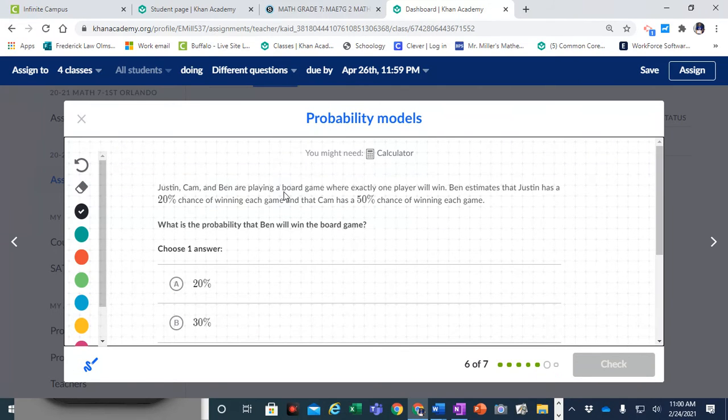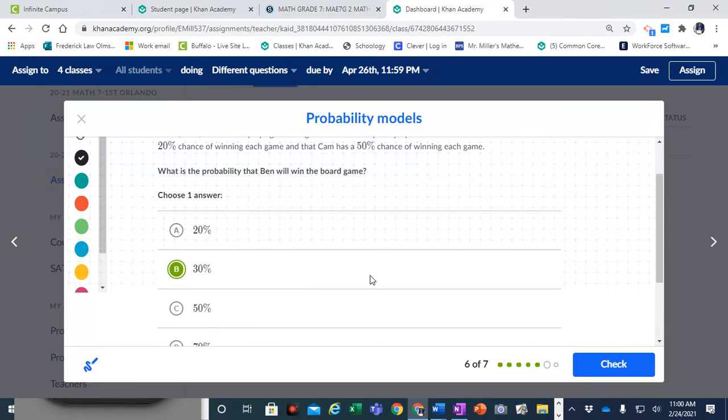Justin, Cam, and Ben are playing a board game where exactly one player will win. Ben estimates that Justin has a 20% chance of winning each game, and Cam has a 50% chance of winning each game. What's the probability that Ben will win? So again, it has to add up to 100%. We already have 70% from Justin and Cam, so 100% minus 70% would be 30%.